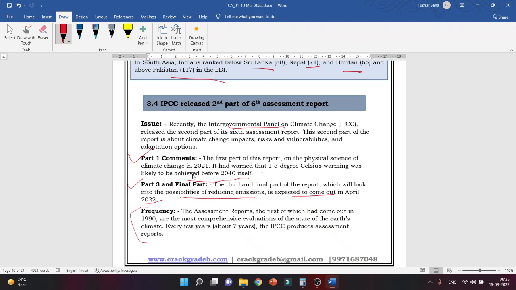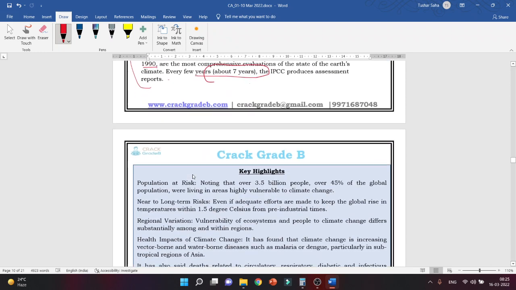Okay, what's the frequency? The assessment report first came out in 1990, and every few years, about every 7 years, the IPCC produces an assessment report. Very important thing.